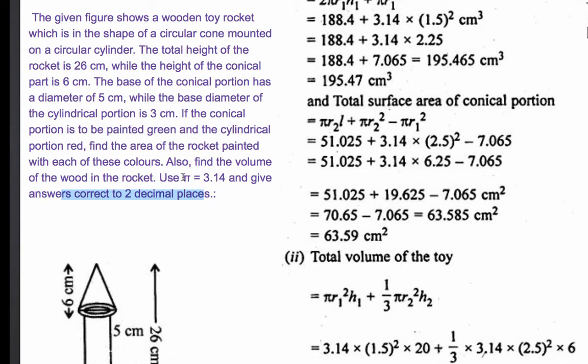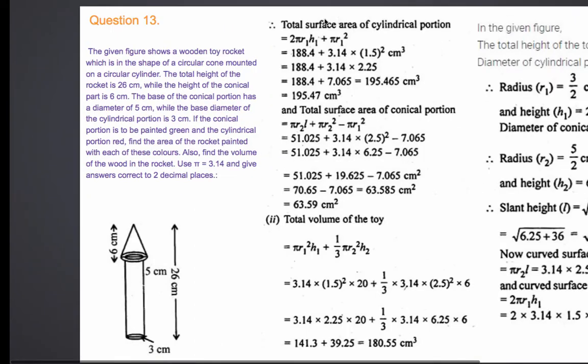Remember one thing, when the value of pi is given, as I explained when we started this chapter, 17 Mensuration, if the value of pi is given 22 upon 7, we will use that. If it is not given, then you can use 22 upon 7 as well as 3.14. But if it is given clearly pi is 3.14, you will have to use that value only. So let's start with the solution part.